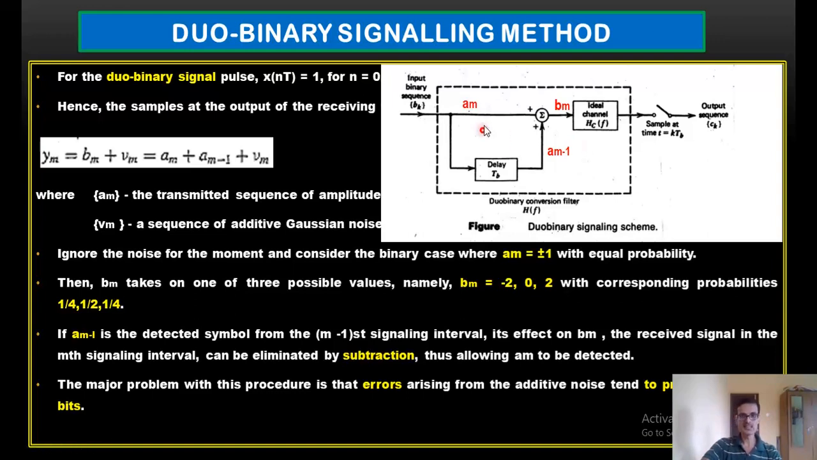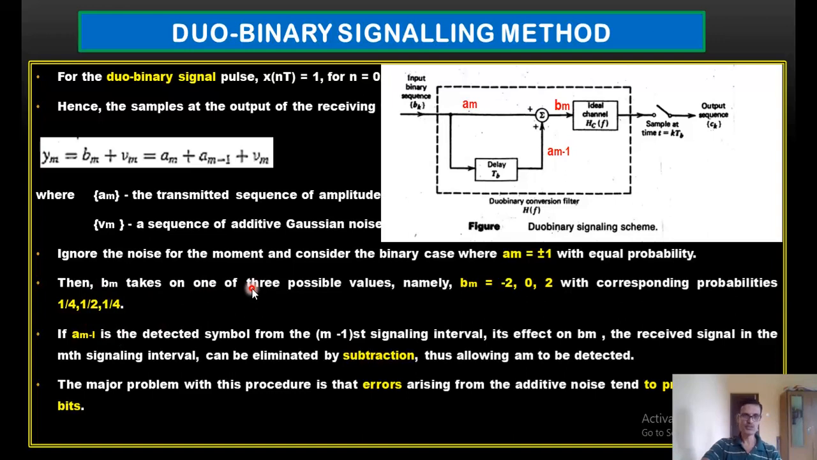Now what is A_m? A_m is nothing but the transmitted sequence of amplitudes. It can be +1 or -1 in the polar format. If I represent the binary data, 0 is represented as -1 and 1 is represented as +1. So A_m can have two voltage levels, either +1 or -1, with equal probability. By adding this with the previous bit, A_m with A_(m-1), B_m will have three different voltage levels, that is 0, +2 or -2, with corresponding probabilities of 1/4, 1/2 and 1/4 respectively.